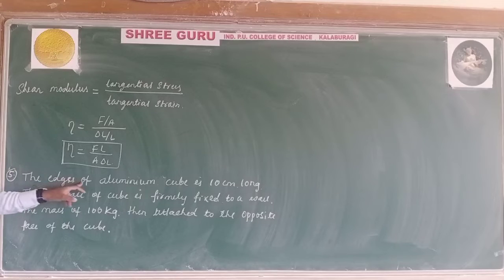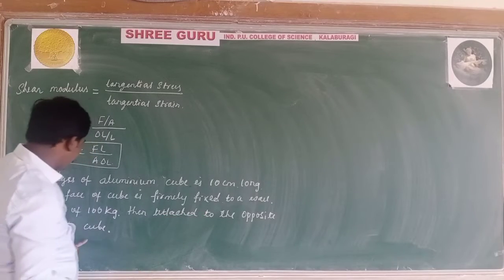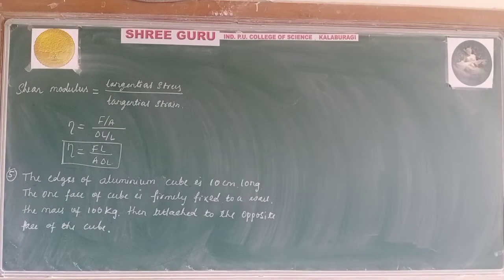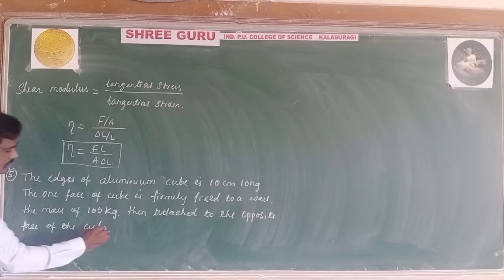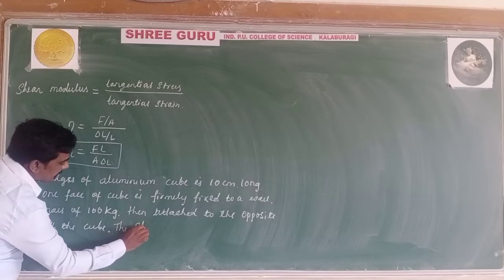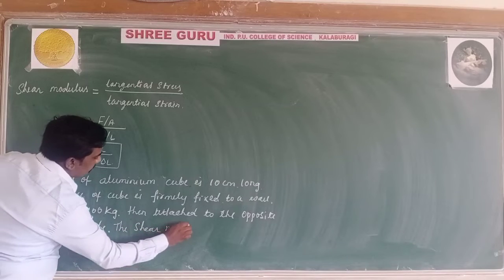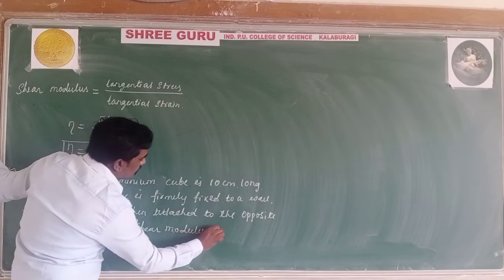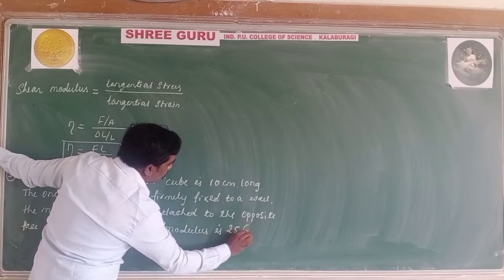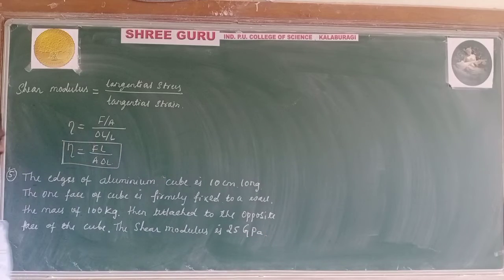The edges of the aluminium cube are 10 centimeter long. One face of the cube is firmly fixed to the wall. The mass of 100 kg is then attached to the opposite face of the cube. The shear modulus is 25 gigapascal.